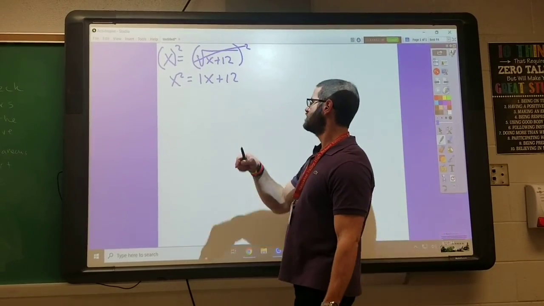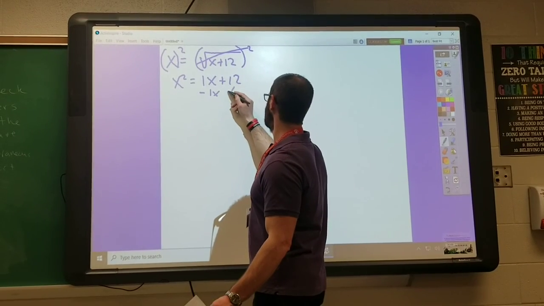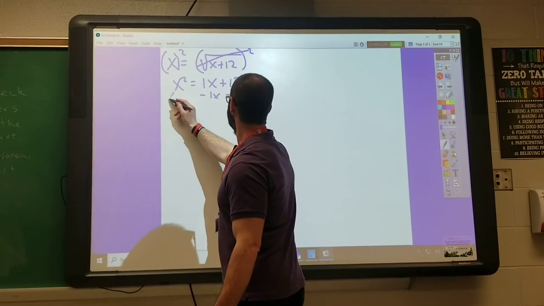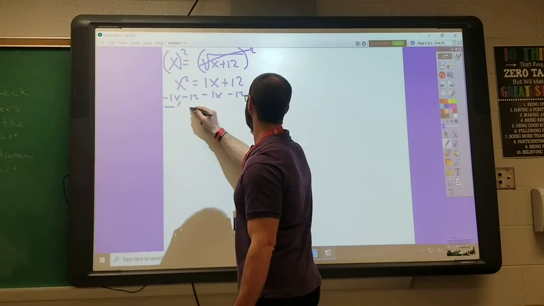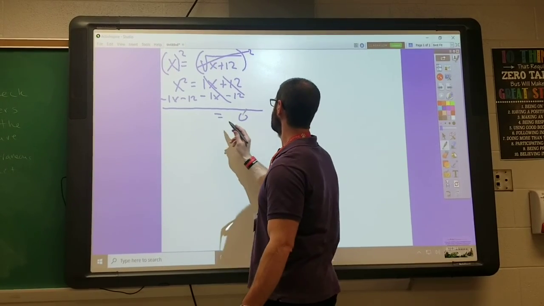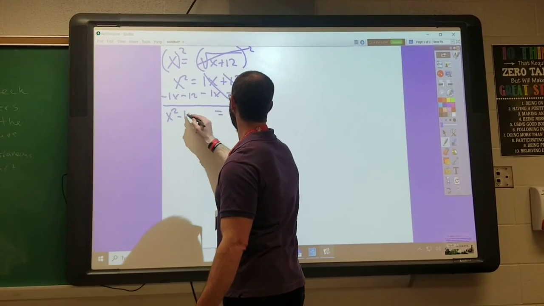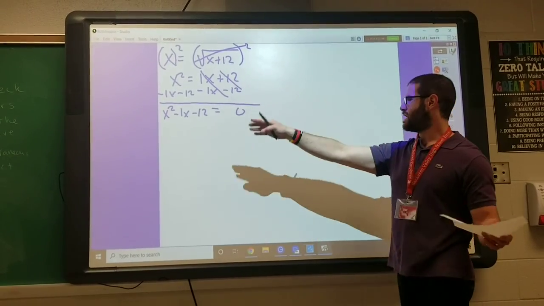And to get this side equal to 0, how do I get rid of 1x? Subtract 1x, right? How do I get rid of 12? Subtract 12. So I would go minus 1x minus 12 from the left side. Remember, on the right side, all that goes away, so that's now 0. I'd have x squared minus 1x minus 12. And now we want to go ahead and factor.